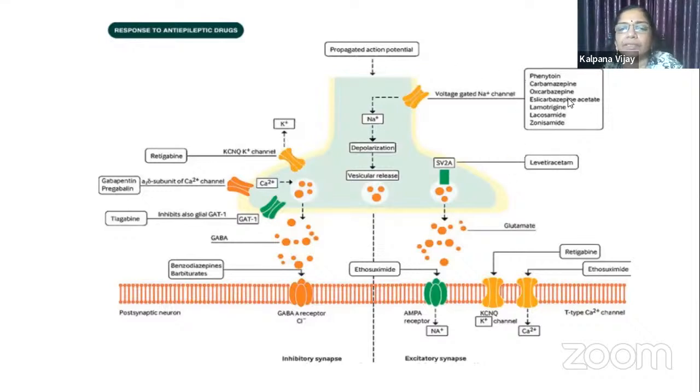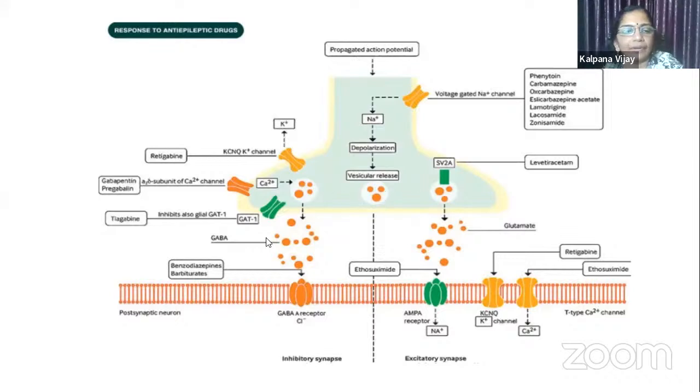So these are the sodium channel blockers, which should not be used in absence seizures and myoclonic seizures, but these are the drugs of choice in focal seizures. So whenever the seizure is focal, you give the sodium channel blockers. When it is absence or myoclonic, you should not give these. So these are the sodium channel blockers.